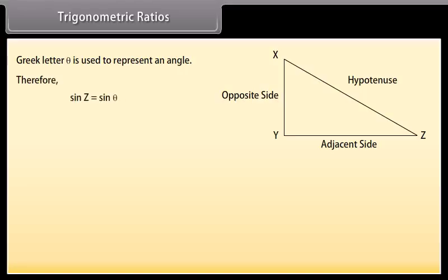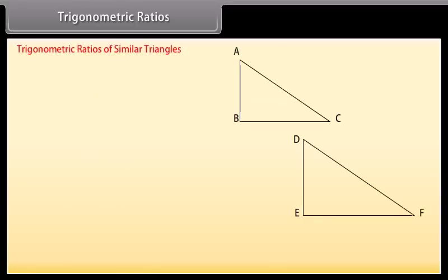Therefore, sin Z may be written as sin theta. Similarly, cos Z is equal to cos theta, tan Z is equal to tan theta, cosec Z is equal to cosec theta, sec Z is equal to sec theta, and cot Z is equal to cot theta. Trigonometric ratios of similar triangles.